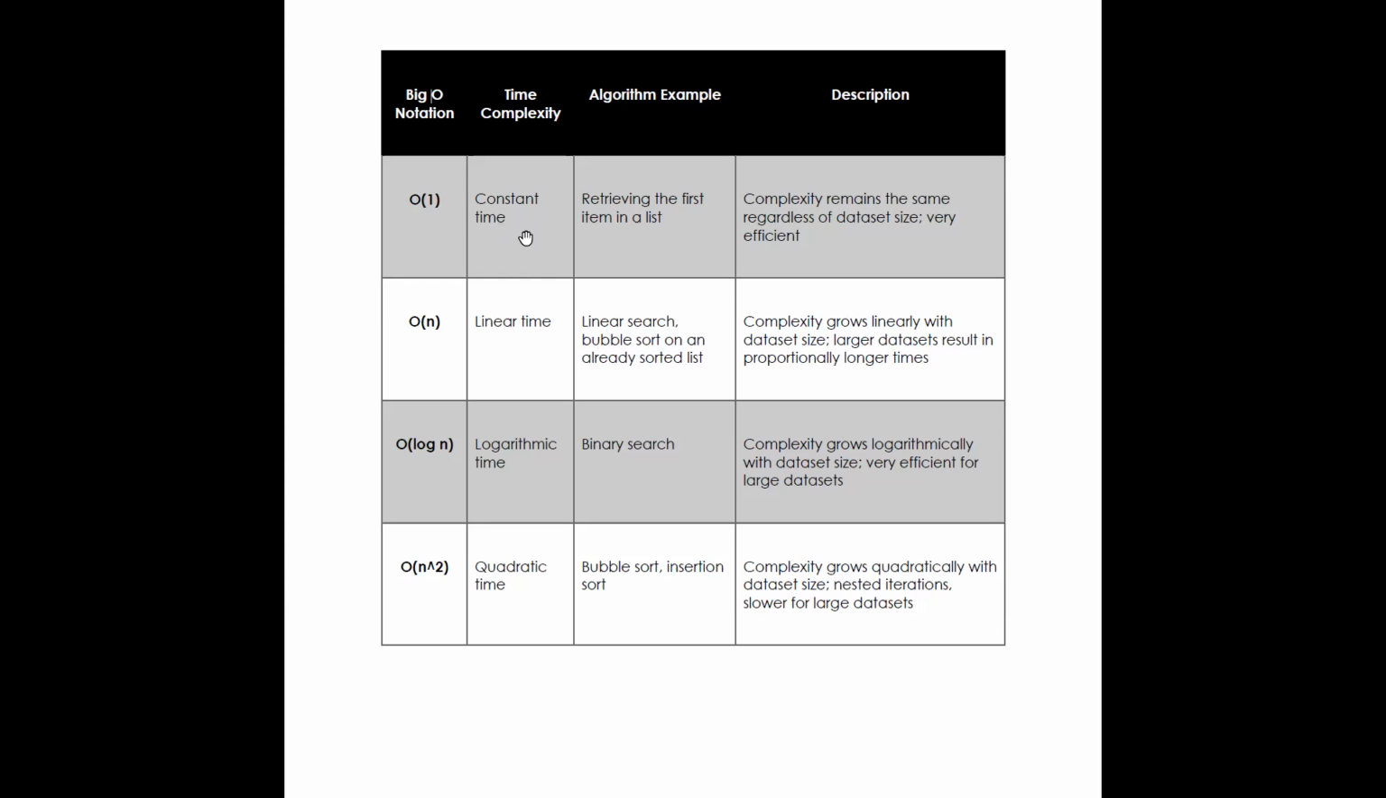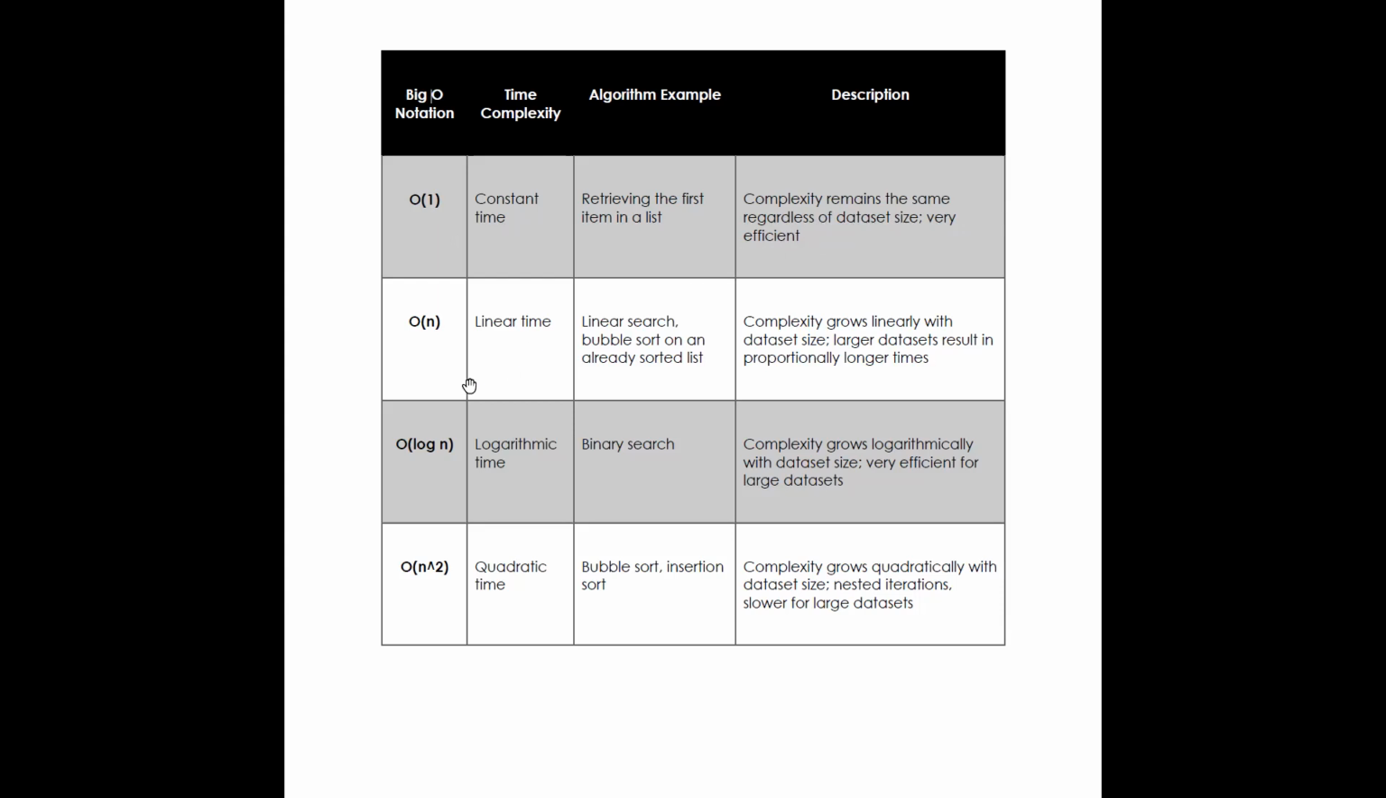The algorithm's complexity does not change regardless of the dataset size. For example, retrieving the first item in a list takes the same amount of time, whether the list has 10, 100, or 1000 items. This type of algorithm is very efficient because it doesn't matter how big the dataset is, the operation time remains constant.